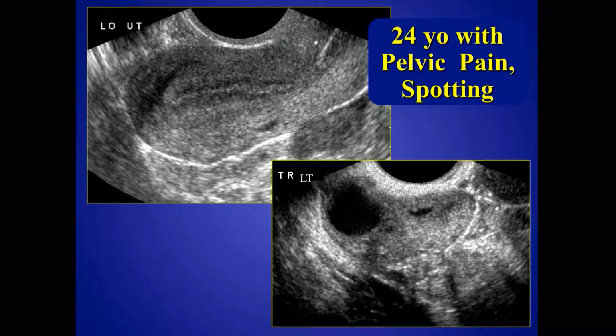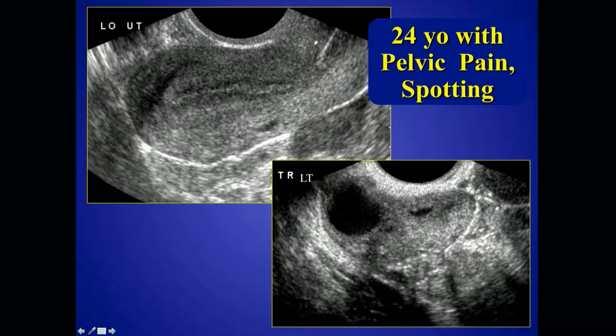Let's take a look at this case first. Here's a 24-year-old who presents to the emergency department with pelvic pain and some vaginal spotting, and in many cases we're going to go right to the vaginal scan. Here you see a sagittal view of the uterus, centered on the endometrial canal. We can see there's no evidence of any fluid or evidence of pregnancy in the cavity. And we look at the adnexa.